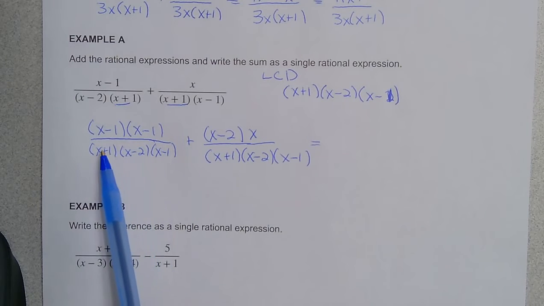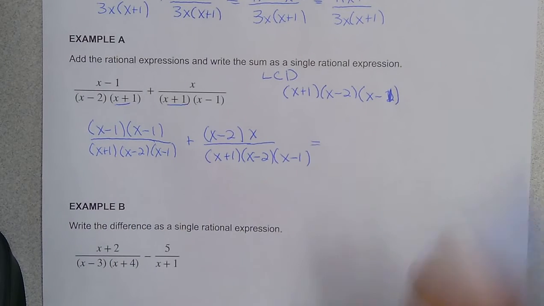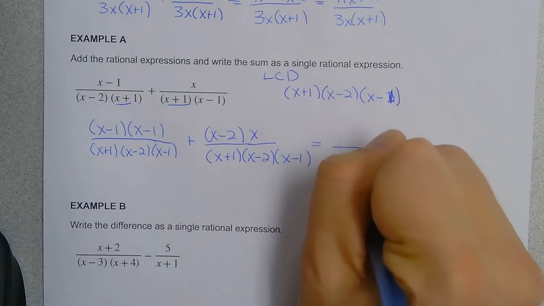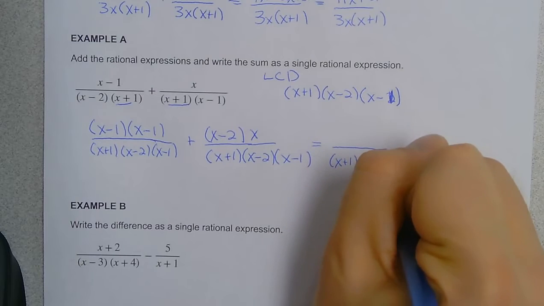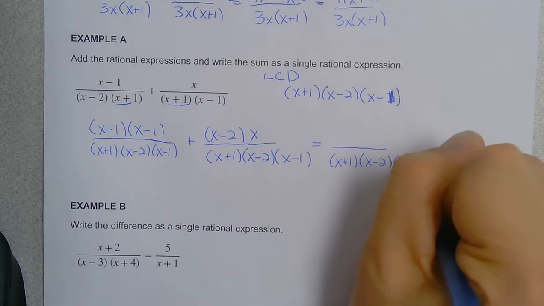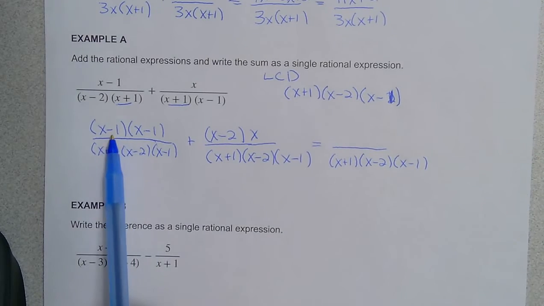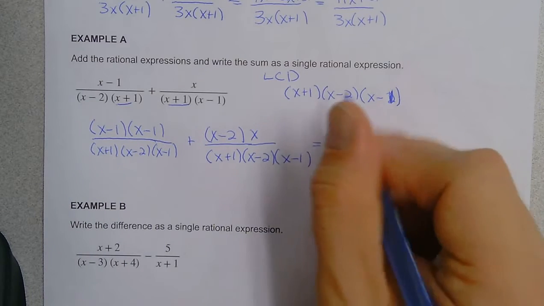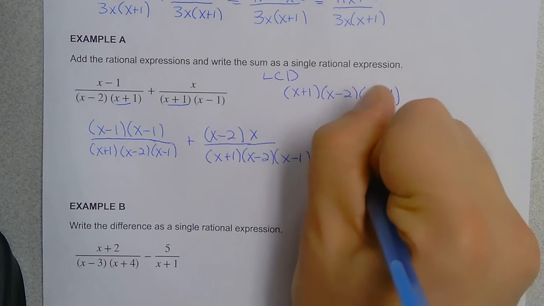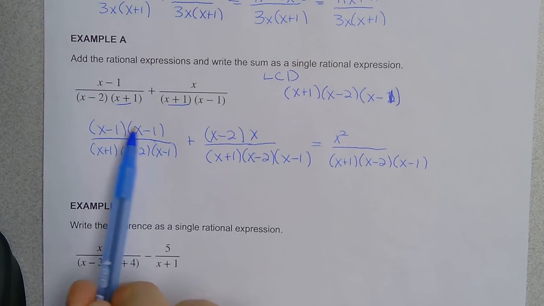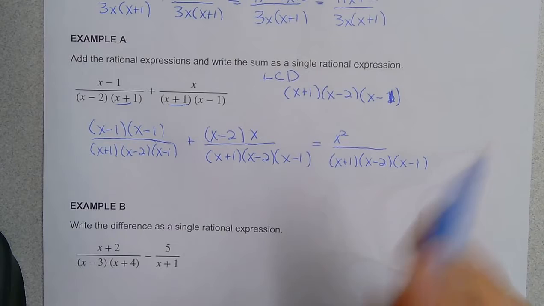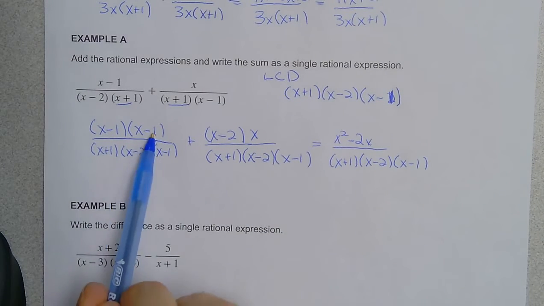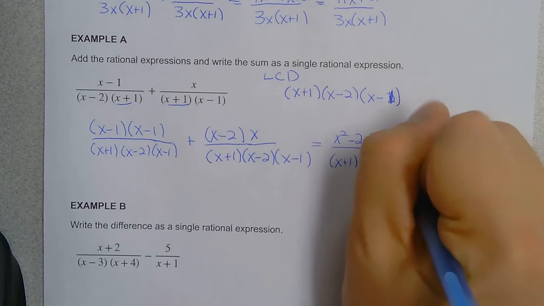And then for a rational expression, I'm going to leave the bottom in factored form. So we're going to have x plus 1 times x minus 2 times x minus 1. And then in the numerator, I'm going to simplify and put it in standard form. So x times x is going to make x squared. And then I'm going to have minus 1x minus another x, so minus 2x. And then negative 1 times negative 1, I'm going to add 1.